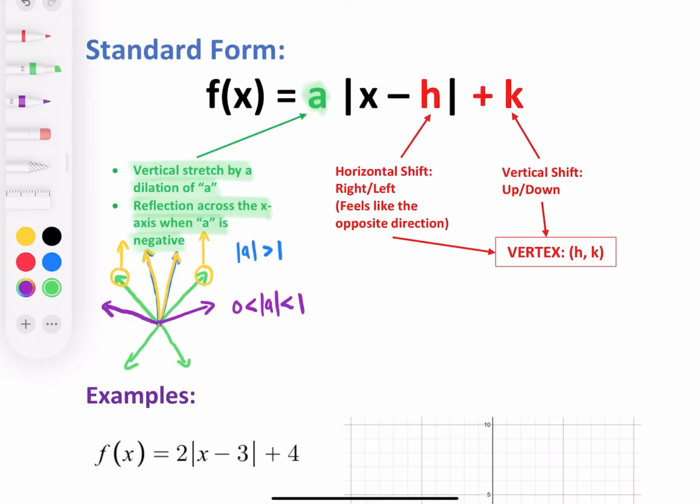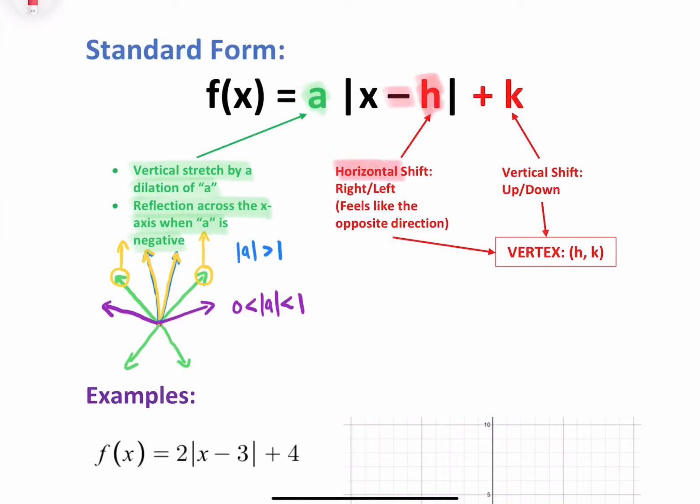Now the H value is going to go ahead and tell us our horizontal shift. Now notice that there's a minus sign in front of that H. So when we have that minus sign, it's going to feel like the opposite of what we're thinking. So H represents, again, our horizontal shift, which shifts our graph to the right or to the left. And again, it's going to feel like it's moving in the opposite direction.